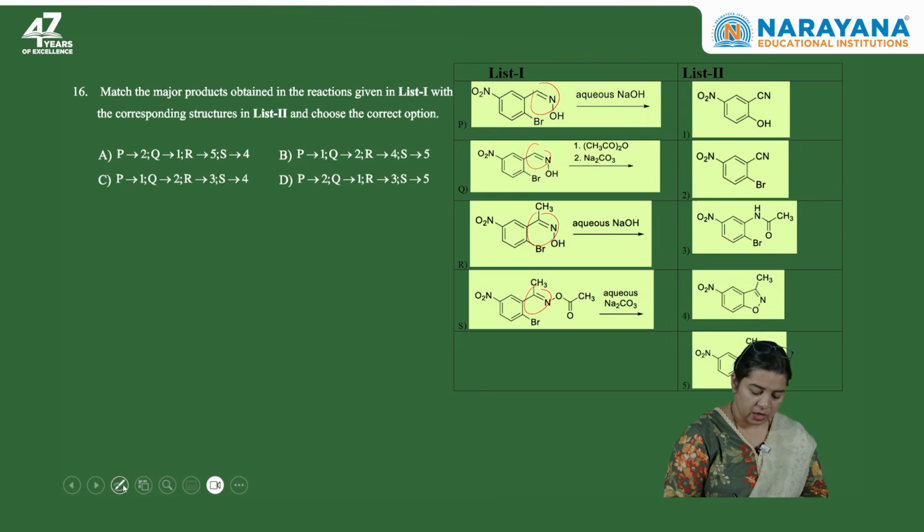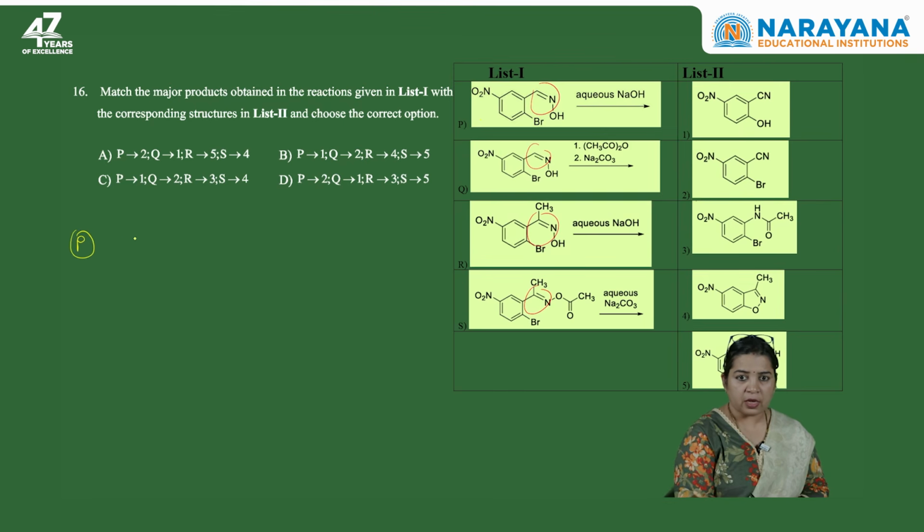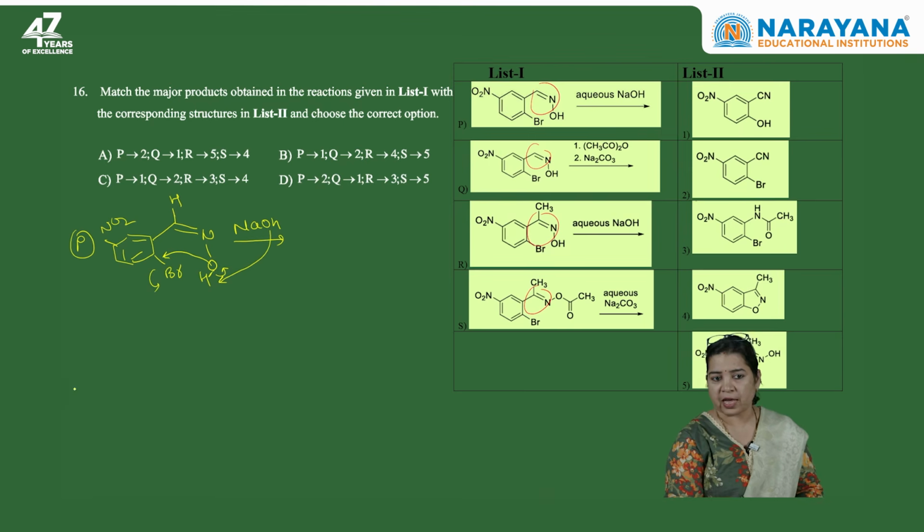First, see what is happening in option P. In case P, you see the position is very suitable for SNAr. Bromine is given para to NO2. Now here, this OH is an aldoxime, and the other side is H. The reagent given is aqueous NaOH. NaOH being a base will take the acidic H from here. So OH minus will take the acidic H. O minus is formed. O minus will do SNAr and we'll have this substitution.